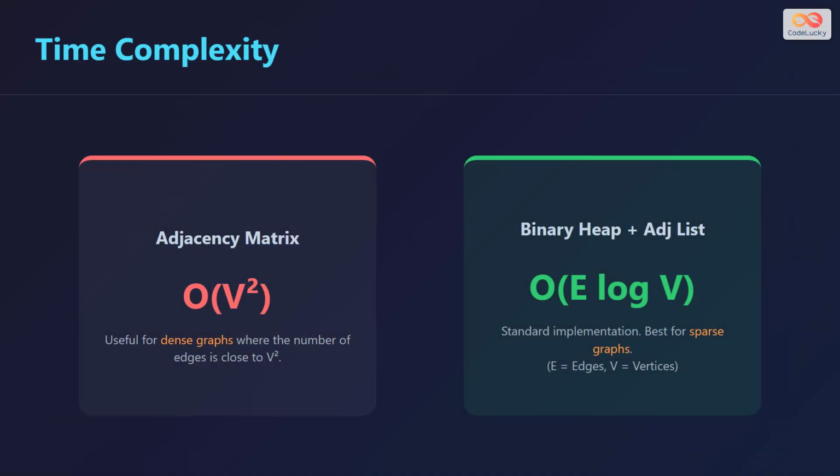The efficiency depends on the data structure used. Using a simple adjacency matrix gives us O of V squared. However, using a binary heap with an adjacency list improves this to O of E log V, making it suitable for large, sparse graphs.